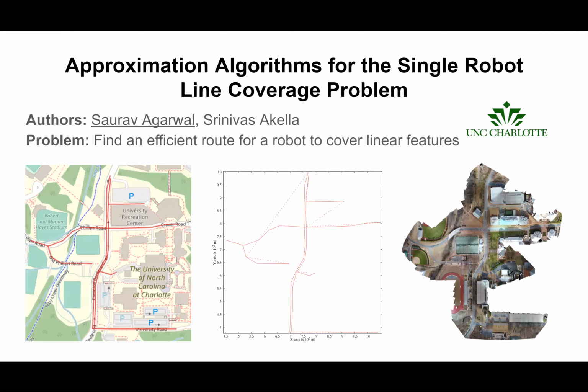Yep. Hello, everyone. I'm Saurav Agarwal, with Srinivas Akella. In this paper, we develop approximation algorithms for the single robot line coverage problem, wherein the task is to find an efficient route for a robot to cover linear features. These linear features can be 1D line segments or curves. For example, in the figure on the left, we have a portion of the UNC Charlotte road network, and the road segments form the linear features. In the middle, we have a route generated by our algorithm. Finally, we have an orthomosaic generated from the images collected by flying a drone along this route.